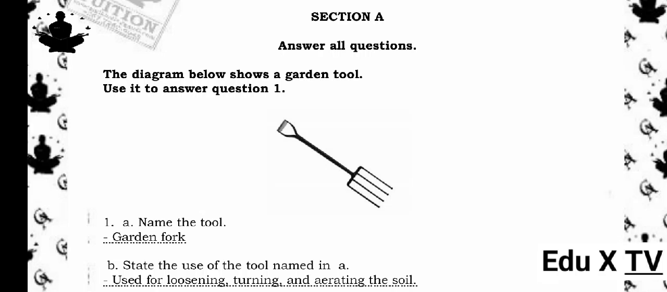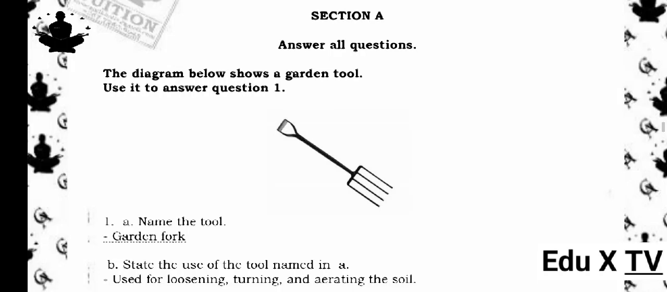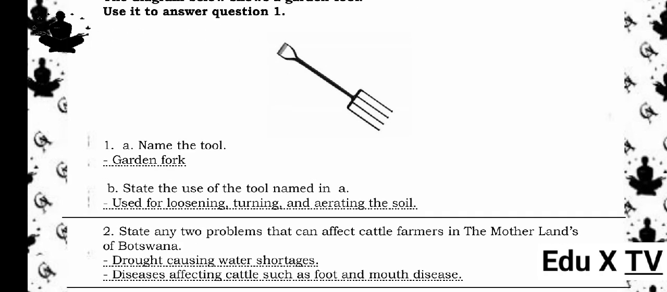The diagram below shows a garden tool. Use it to answer question 1. 1. A. Name the tool. Garden fork. B. State the use of the tool named in A. Used for loosening, turning, and aerating the soil.